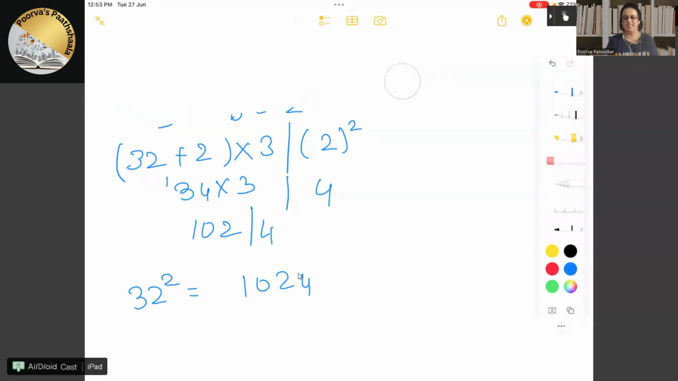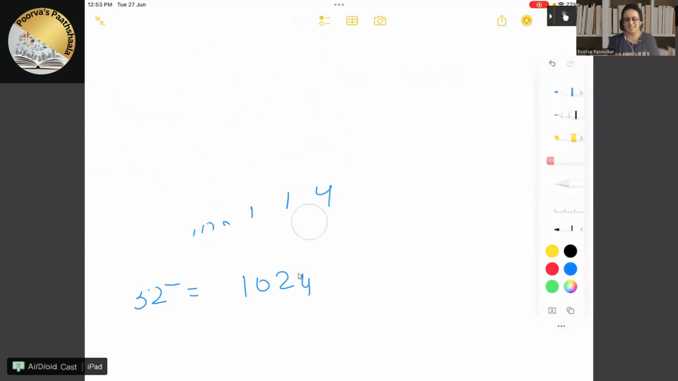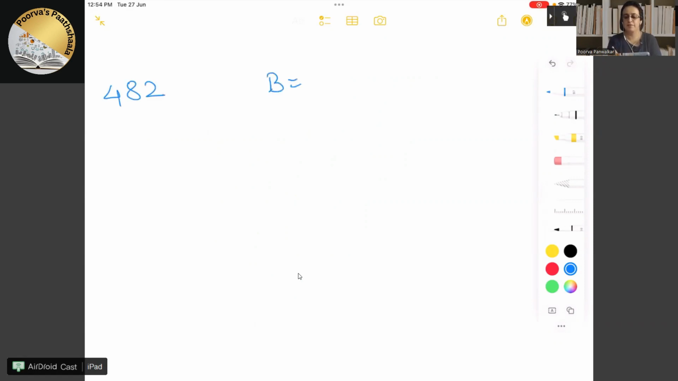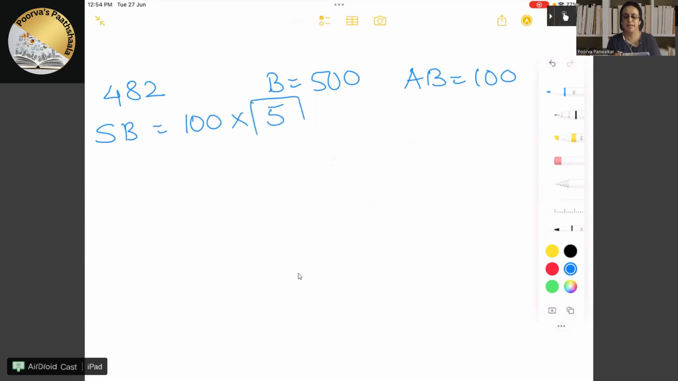Now you all will be saying, oops, what, 2-digit numbers? I'm tired. I have reached the graduation level, and you are still on 2-digit numbers. So why worry? We have many 4-digit and 3-digit numbers. So let's take 482, where the base is 500. My actual base is 100. So my sub base is 100 into 5. So my sub base is 5.